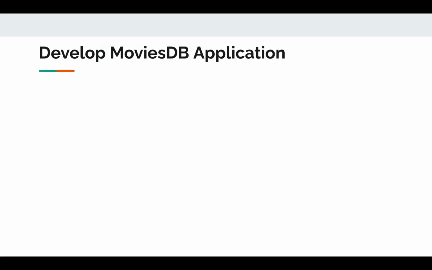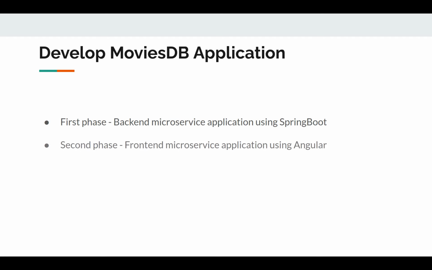Okay, now let's start the development of our MoviesDB application. So we'll do this in two phases. In the first phase, we'll develop the backend microservice application using Spring Boot. And in the second phase, we'll develop the frontend microservice application using Angular.